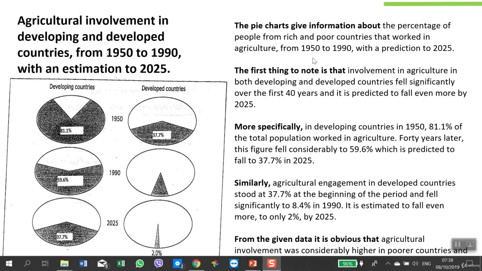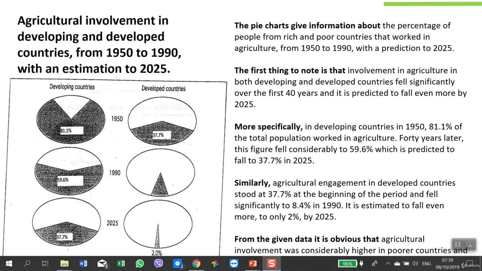The pie charts give information about the percentage of people from rich and poor countries that worked in agriculture from 1950 to 1990 with a prediction to 2025. So you can see that we have used all the information and we've changed our tenses for the introduction. That worked in agriculture from 1950 to 1990. So that's for the past, and then we changed our tense with a prediction to 2025. And remember, you can find all of these words for making predictions in your useful language page.